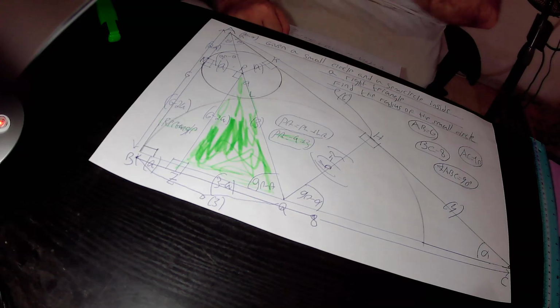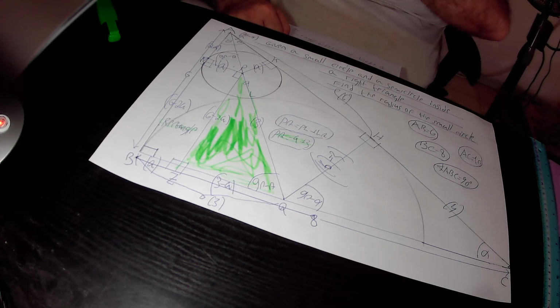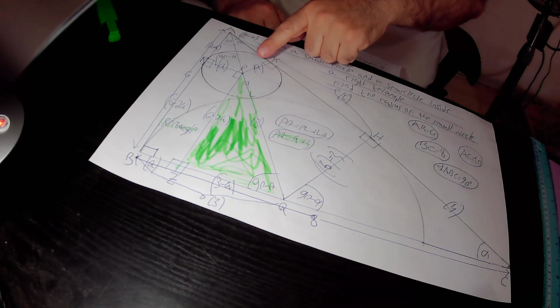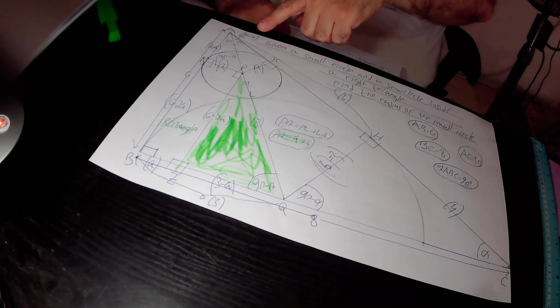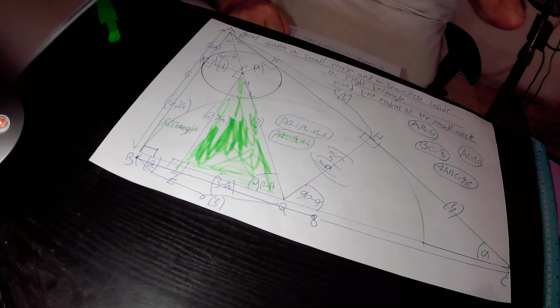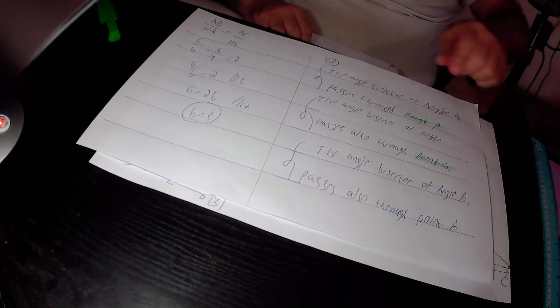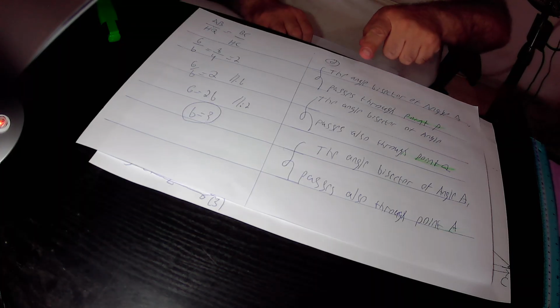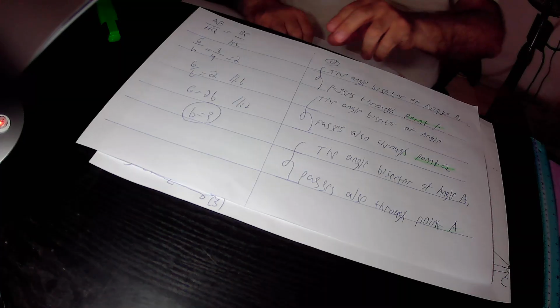So if we define the size of angle A as 2 theta, then the angle bisector QA bisects angle A into 2 halves. Each half must be also equal to theta, of course. Likewise, the angle bisector PA of the same angle A bisects angle A into 2 halves. Each half equals theta.